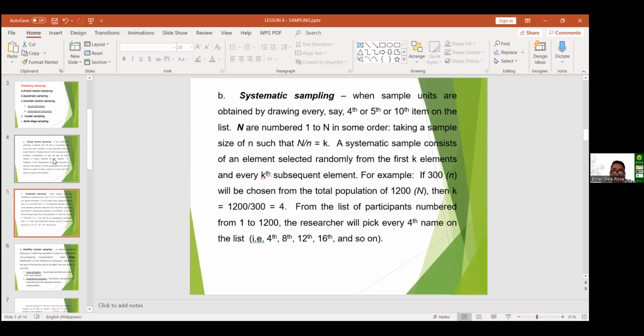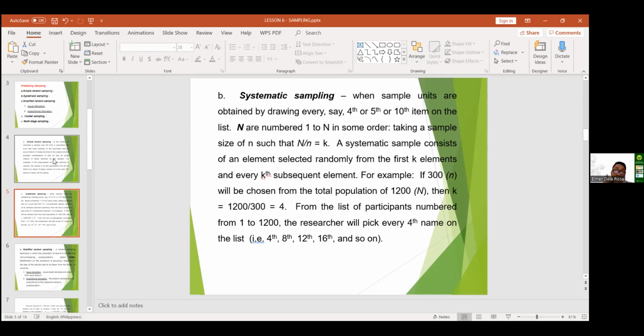You have the list of the names from 1 to 1,200. Then you simply divide 1,200 by 300 as the sample size, which is equal to 4. So from the list of the participants numbered 1 to 1,200, you will pick every 4th name on the list hanggang makumpleto mo yung 300. So you start with 4th, then 8th, 12, 16, 20th, etc. etc.